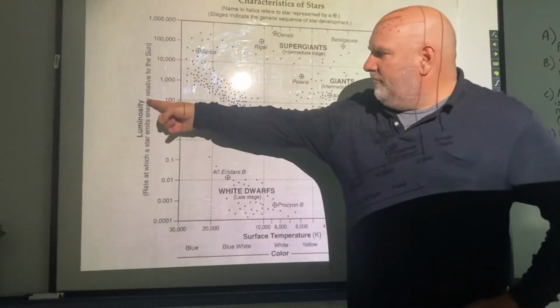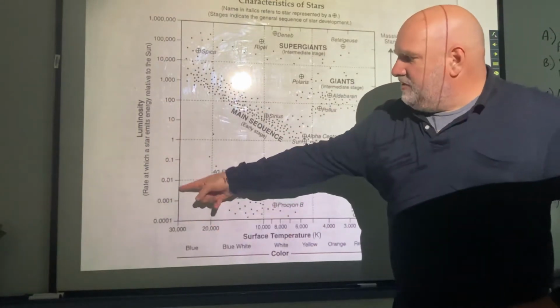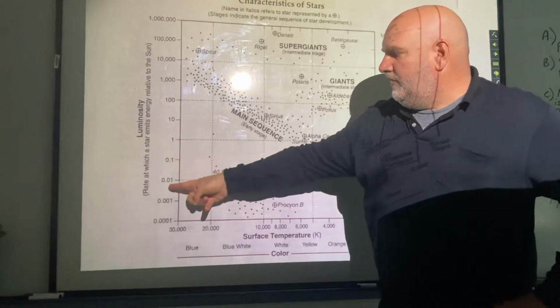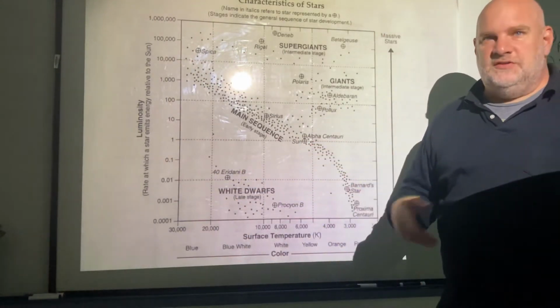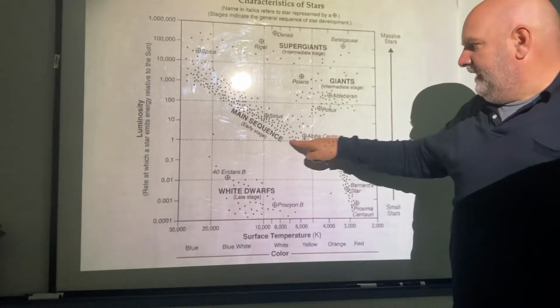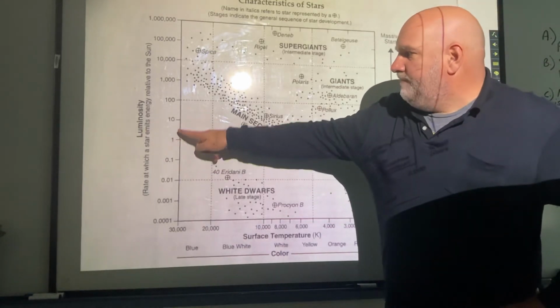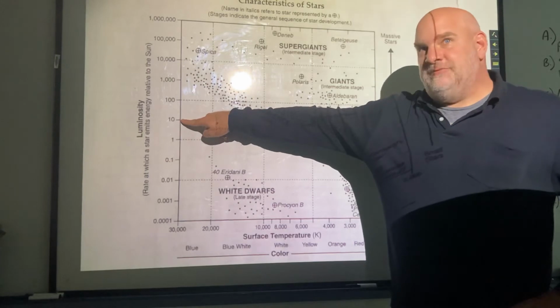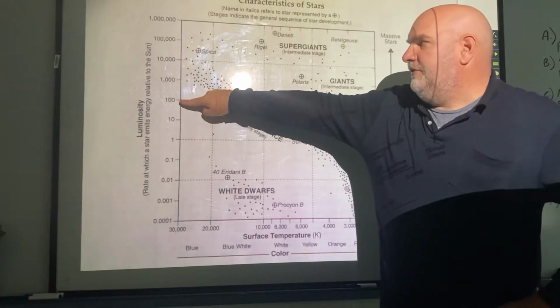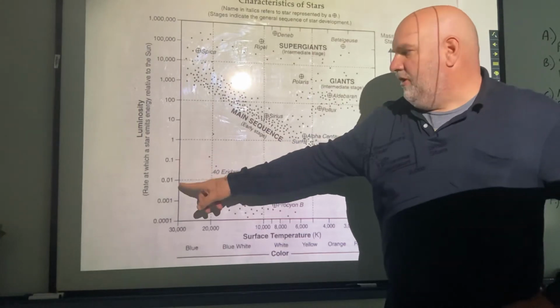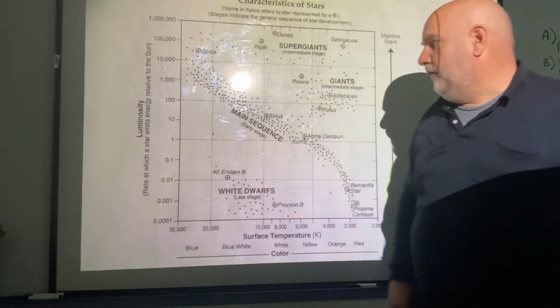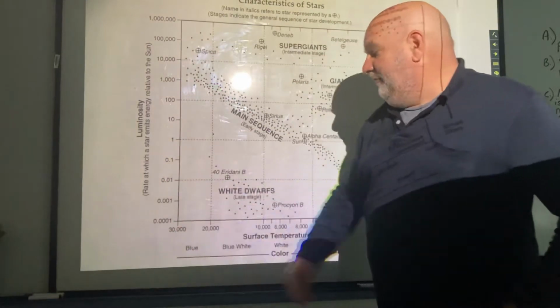Luminosity is how bright a star is. And what these numbers mean is how bright it is compared to the sun. Because the sun is the star we're most familiar with, they gave the sun the brightness of 1. So 10 means 10 times brighter than the sun, 100 times brighter than the sun, 1,000 times brighter than the sun. 1/10 as bright as the sun, 1/100th as bright as the sun, and so forth. So that's what luminosity is.